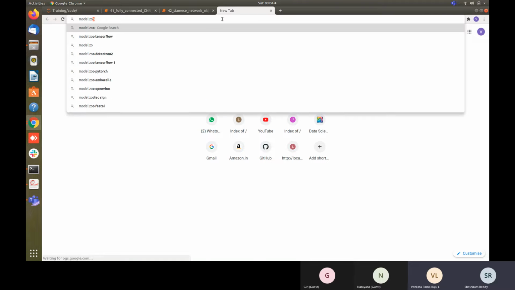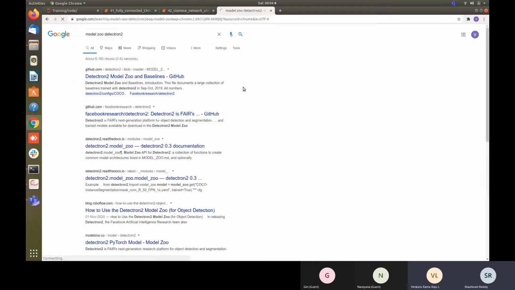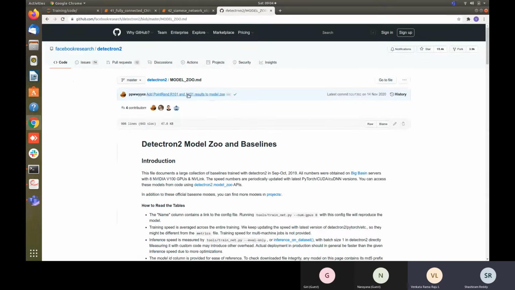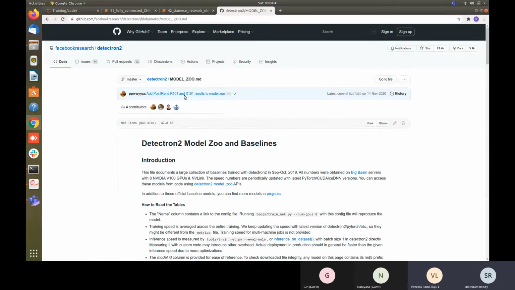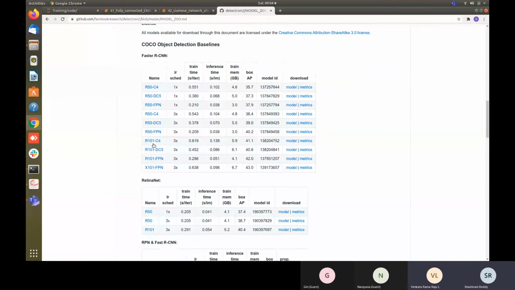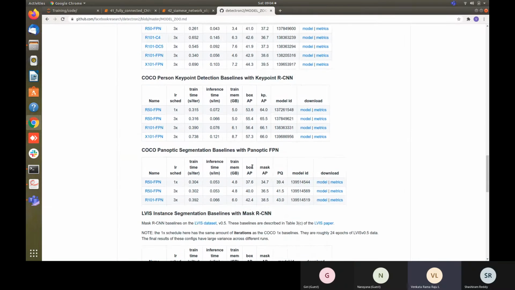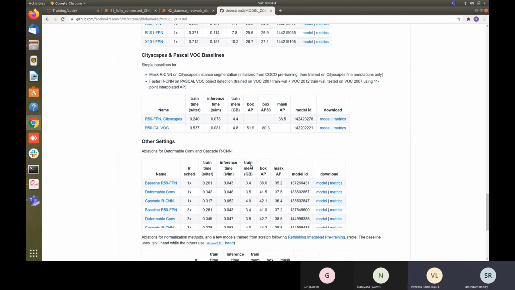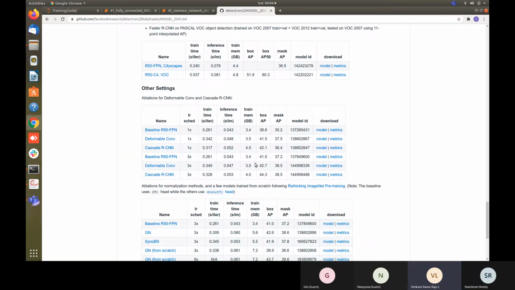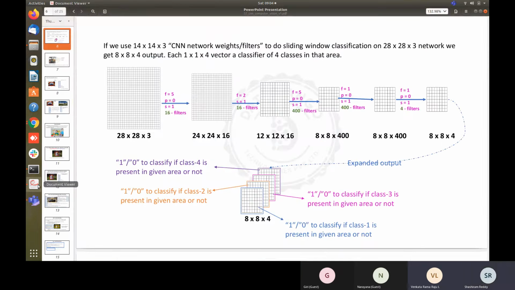The TensorFlow Model Zoo is there. These are all the object detection models, and the number of frames per second each processes. You can actually download these and use them directly. This is how they do it.